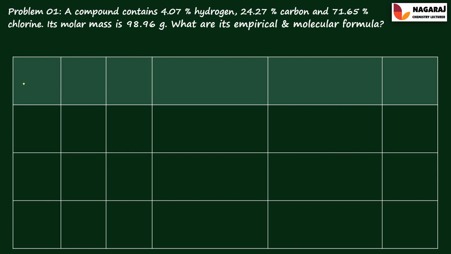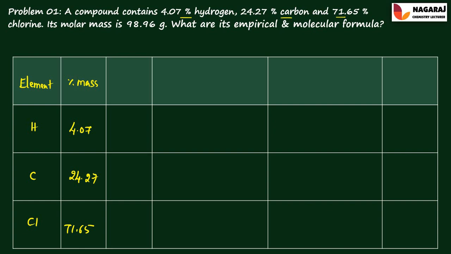First, let us take the elements. The first element is hydrogen, the next element is carbon, and the next element is chlorine, Cl. The percentage mass of the elements: hydrogen is 4.07, carbon is 24.27 and Cl is 71.65%.